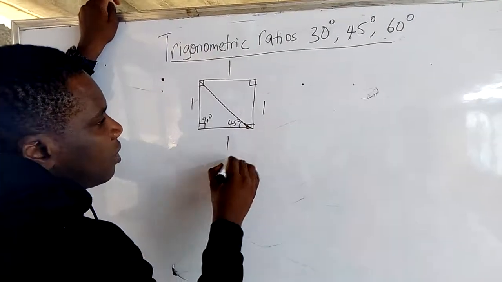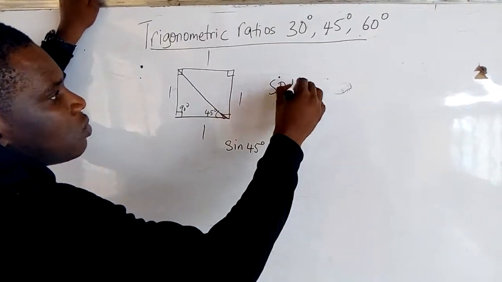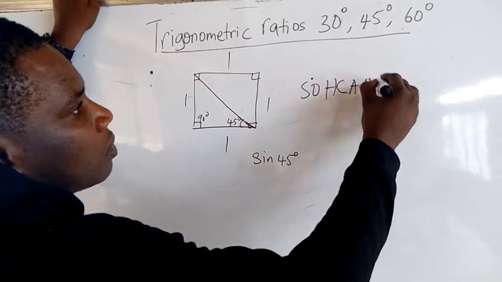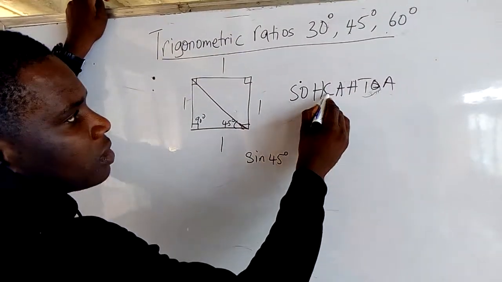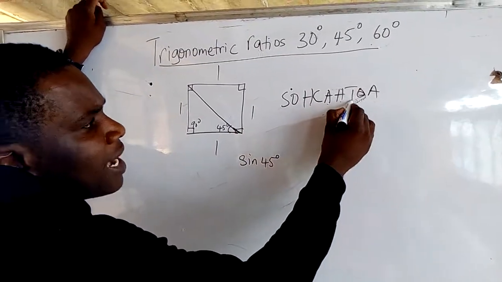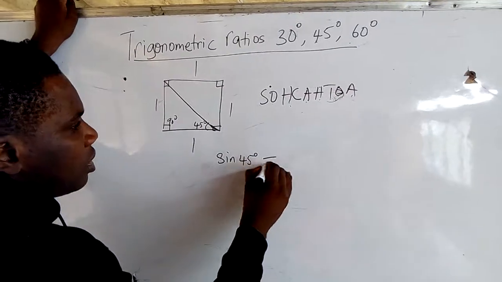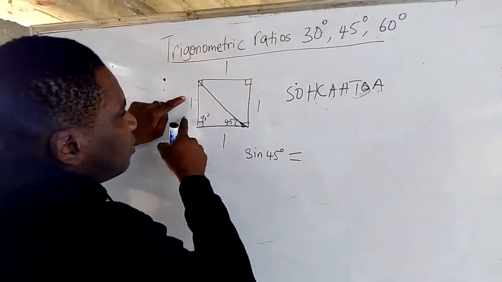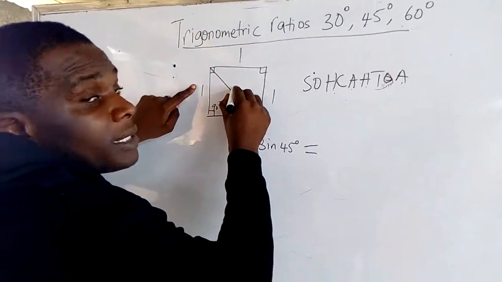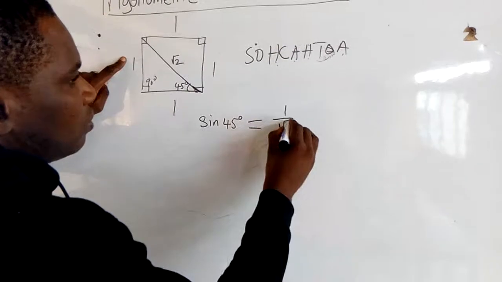So what's sine 45 degrees? We follow SOHCAHTOA. Sine is opposite over hypotenuse. Cos is adjacent over hypotenuse. Tan is opposite over adjacent. So sine 45 degrees is the opposite over hypotenuse. Meanwhile, the diagonal is root 2. So 1 over root 2.